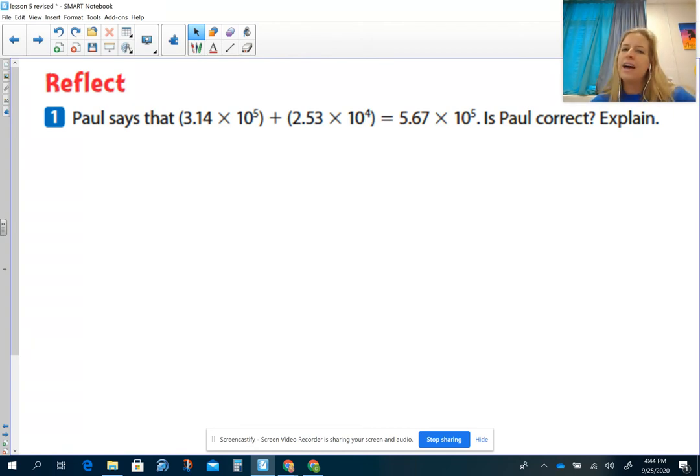Let's see. Paul says that 3.14 times 10 to the 5th power plus 2.53 times 10 to the 4th power is equal to 5.67 times 10 to the 5th. Is Paul correct? I want you to find out if Paul is correct, and I want you to explain why or why not. Pause my video. I want you to work it out and figure out what he did right or what he did wrong. Pause my video and work this out in your notebook. 3, 2, 1.